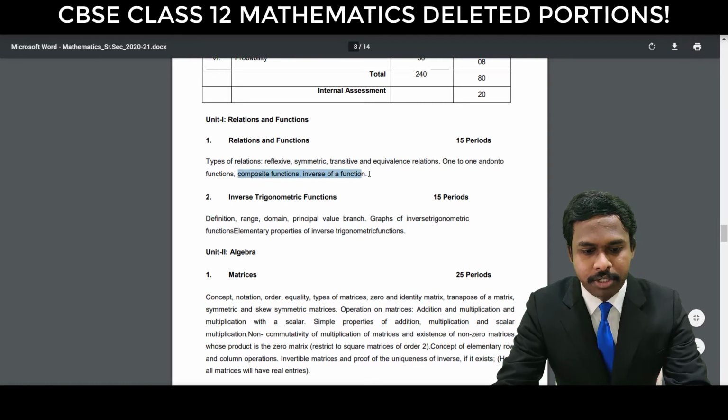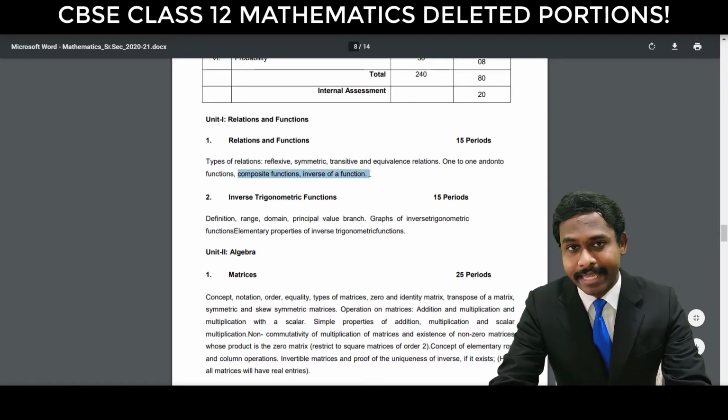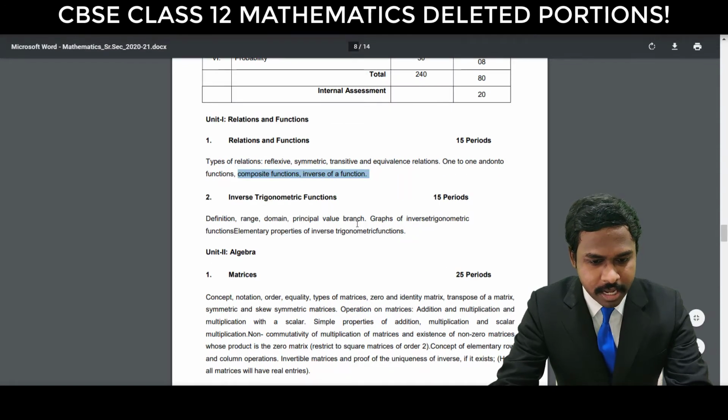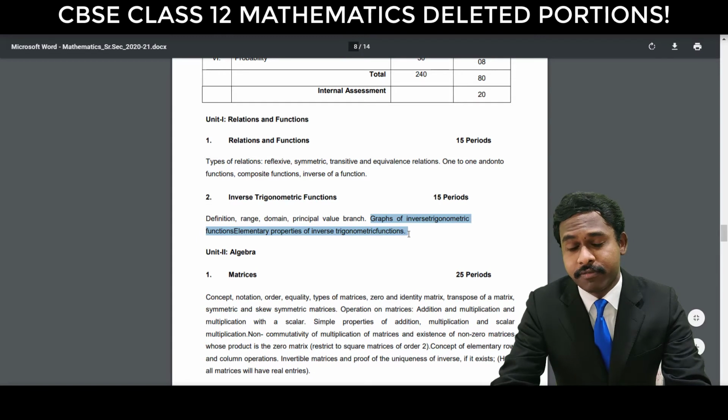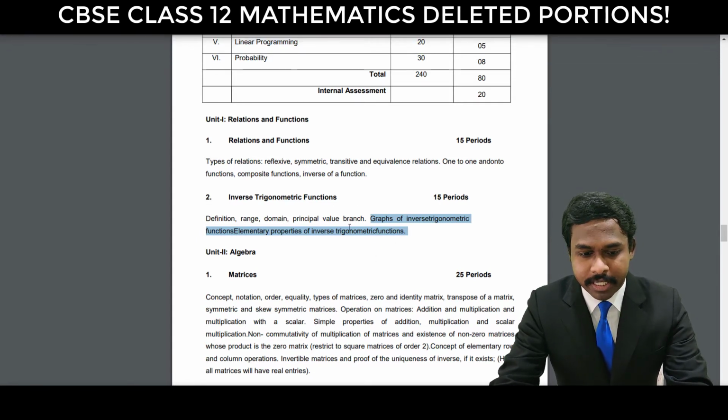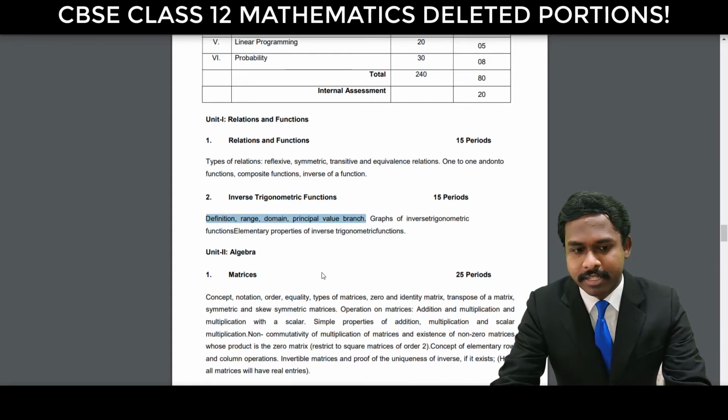So these two portions are completely deleted, okay? And the second one is graph of trigonometric functions. So graphs of trigonometric functions, elementary properties of trigonometric functions, inverse trigonometric functions is not there, okay? So these topics are deleted. So you just have to study these definition, range, domain, principal value, branch. That's all. It's very simple.